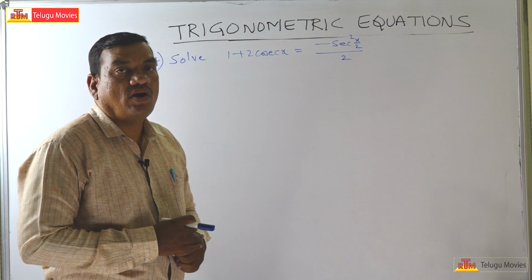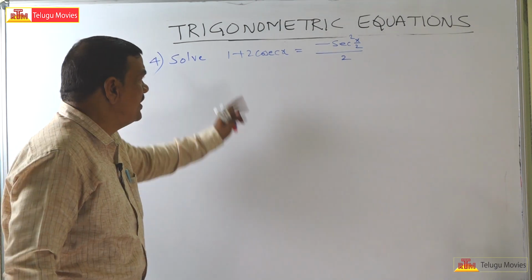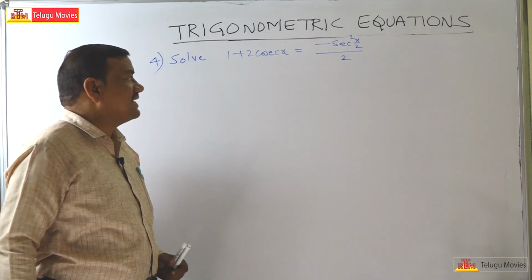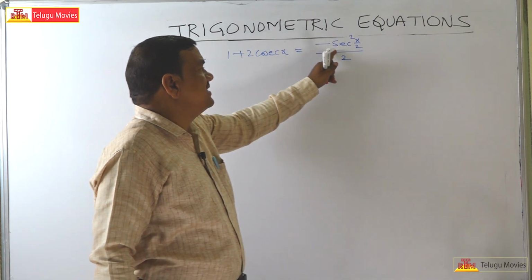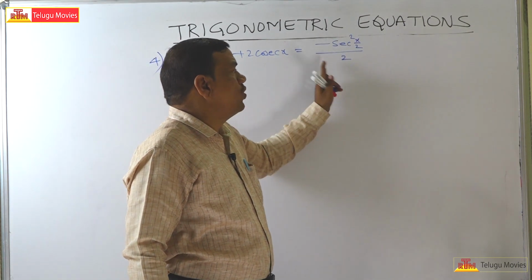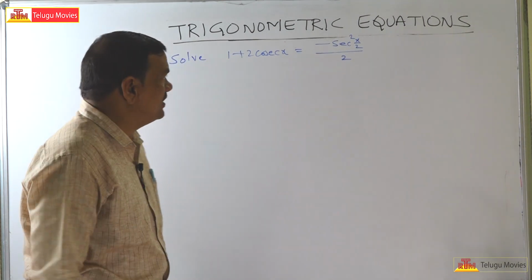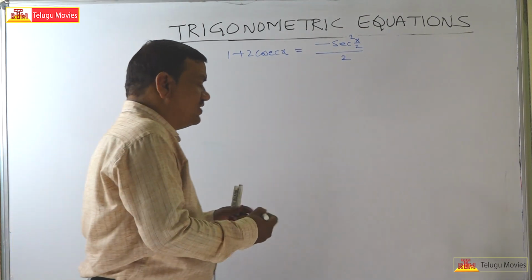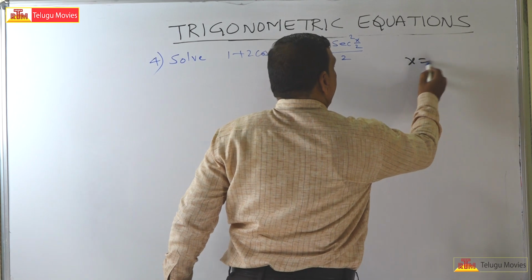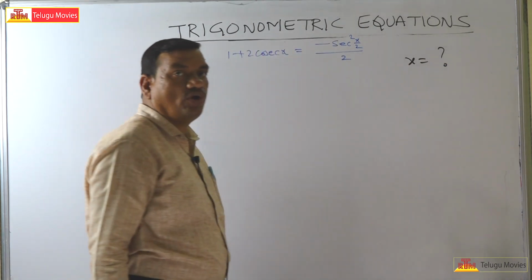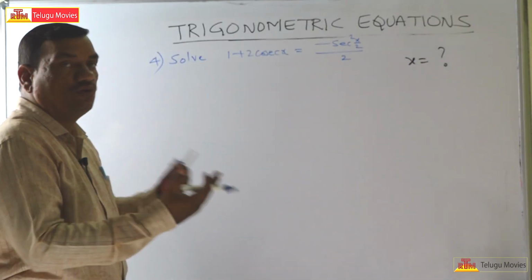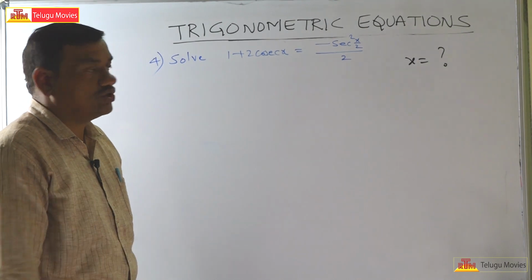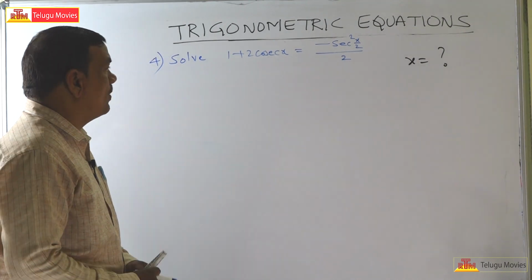It is also one of the important problems here. You see here, 1 plus 2 secant x is equal to minus secant square x by 2 whole upon 2. The total problem is in cosecant and secant. Now he has asked to solve. Solve means what? You have to find out the x value. That means x is equal to how much? Not the solution. So then how to proceed with this problem?